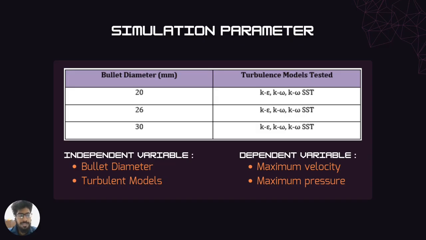This table shows the simulation parameters. The simulation parameters are bullet diameter and turbulence model. The bullet diameter consists of 20, 26, and 30 mm, and the turbulence model consists of K epsilon, K omega, and K omega SST for each diameter. From the table, we can say that the independent variables are the bullet diameter and turbulence model, and the dependent variables are the maximum velocity and maximum pressure.